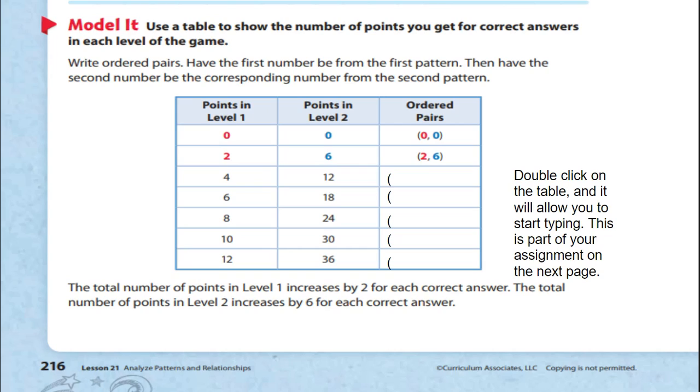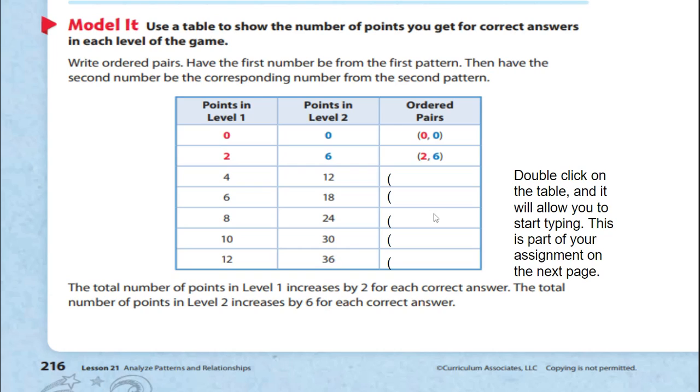It says, have the first number be from the first pattern, then have the second number be the corresponding number from the second pattern. So in the first pattern, we were adding 2 every time. So that's what this pattern is. And then in the second pattern, we were adding 6 every time. So that's what this pattern is. And then it says the total number of points in level 1 increases by 2 for each correct answer, which we already know. So can you see my mouse? Yep, increasing by 2. And the total number of points in level 2 increases by 6 for each correct answer.